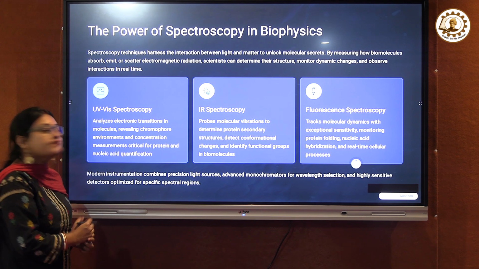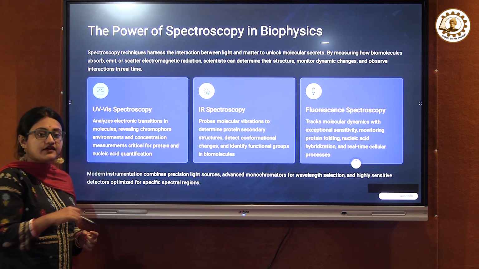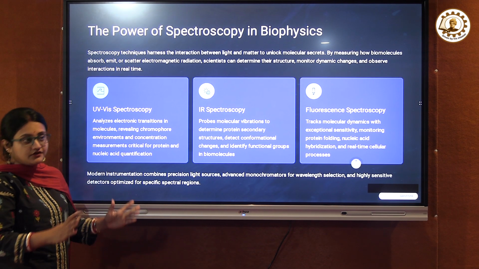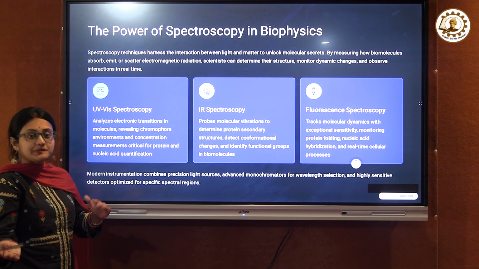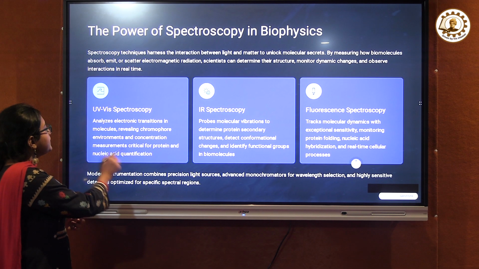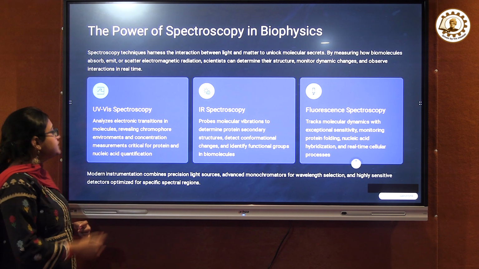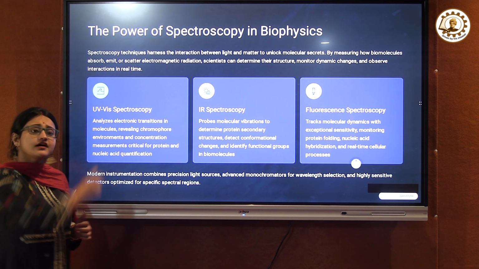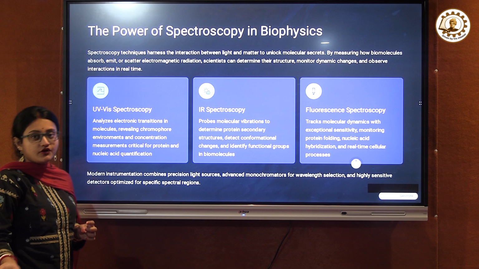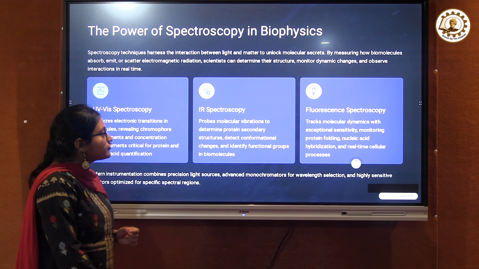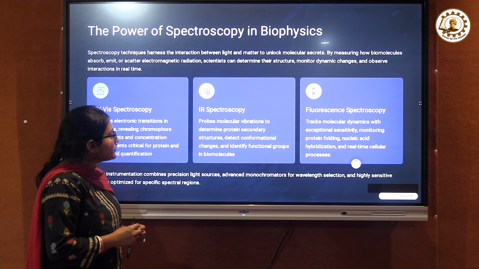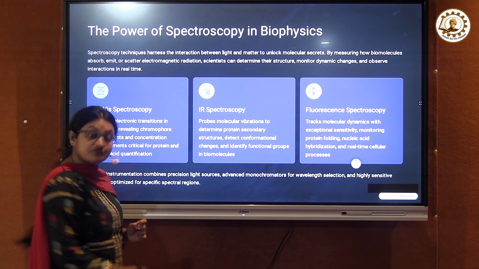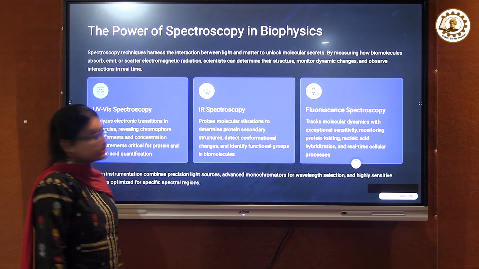One is UV-Vis spectroscopy. UV means ultraviolet light, and Vis means visible. There is a UV range, which you all know, and another one is the visible range. This spectroscopy analyzes the electronic transitions in the molecules, revealing the chromophore environments as well as concentration measurement. It follows the Beer-Lambert law. In IR spectroscopy, probes or small molecules are used for vibration to determine the protein secondary or tertiary structure. Nowadays it is also used for 3D structure prediction.